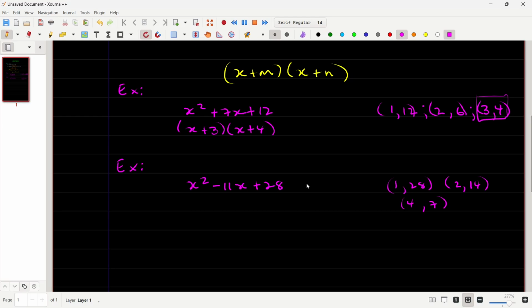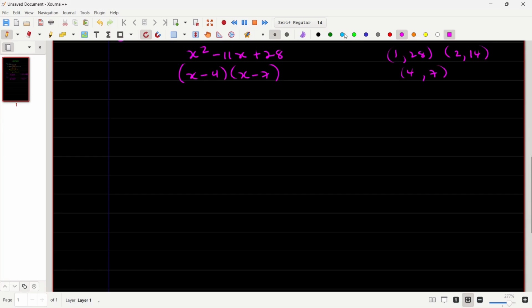But I need to add them and get a negative 11. When I look at this, I can see if I take negative 4 and negative 7, I multiply negative 4 by negative 7 and I get positive 28. So that means I can take x minus 4 and x minus 7, and those would be the factors of this quadratic equation. All right, let's go on to another special case.